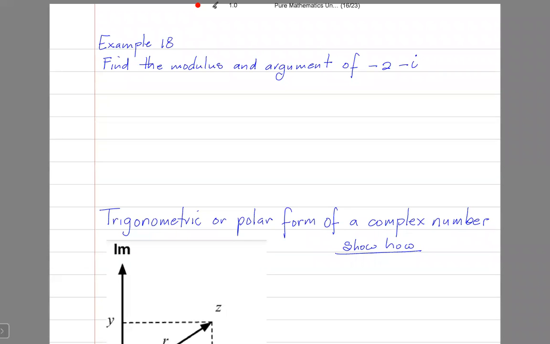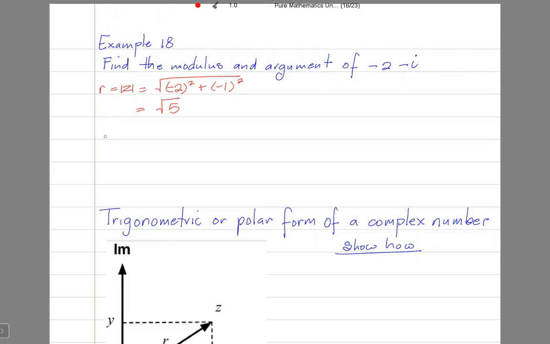So example 18 is asking us to find the modulus and argument of the complex number -2 minus i. So the modulus r is equal to the square root of (-2) squared, the real part squared, plus (-1) squared, the imaginary part squared. So this is the square root of 5.